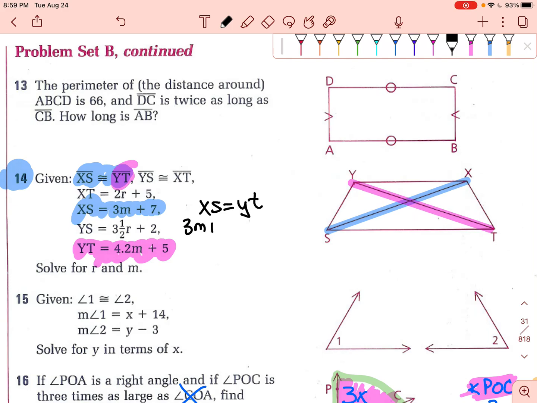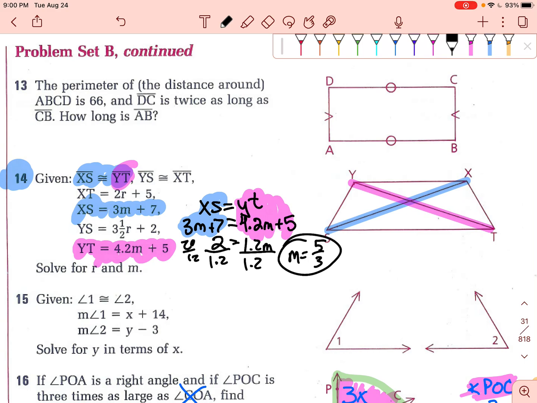Therefore, 3M plus 7, which is XS, that's my blue part, is equal to YT, which is 4.2M plus 5. You can go through and solve this. So I subtracted 3M from both sides and subtracted 5 from both sides and divided by 1.2. So 20 divided by 12, let's see, 10, 6, 5/3. Okay, so once we have our M value, we're going to take a look at the other information.